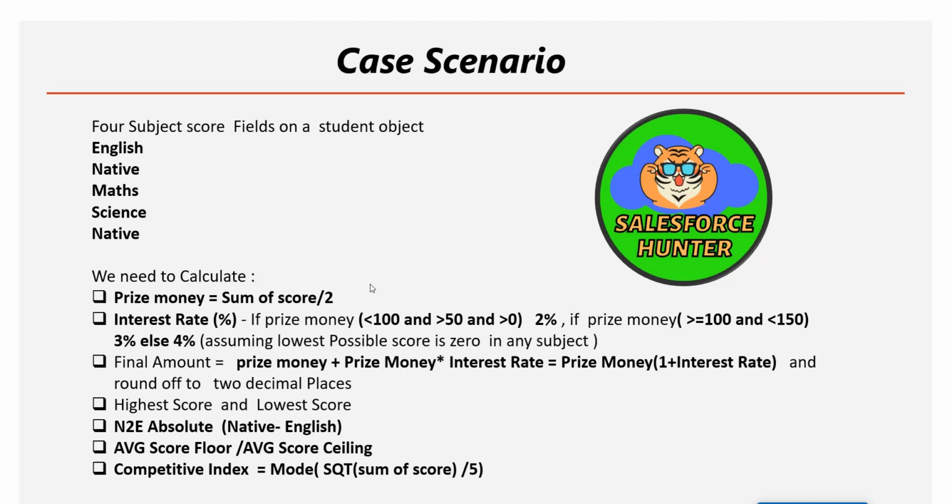Now for the floor and the ceiling functions, we will be getting 2 average scores. One is called average score floor, one is called average score ceiling. And now we also have one index, the competitive index, which would be calculated as the square root of the sum of the scores divided by 5, and then we would be taking the mod of it, the remainder. So that is what we are going to calculate. These are the requirements that we want to calculate using our functions and formulas. So let's move to our org and start calculating these things.